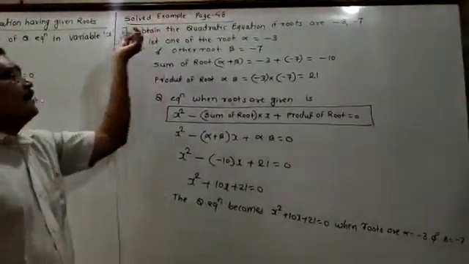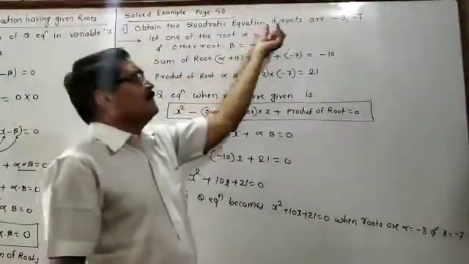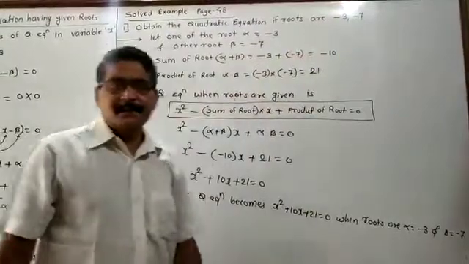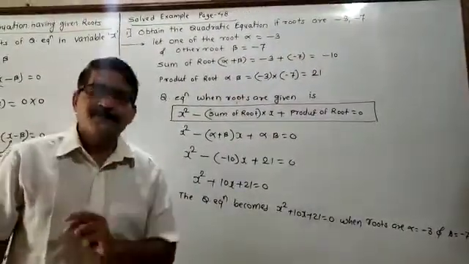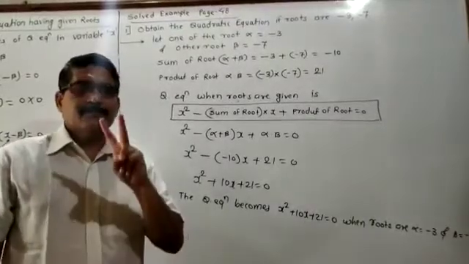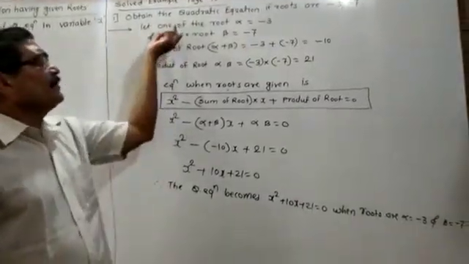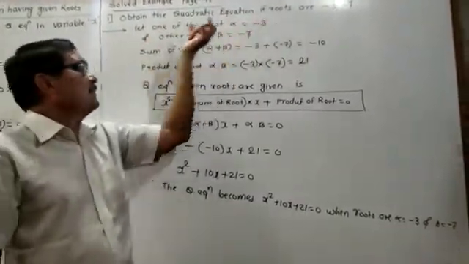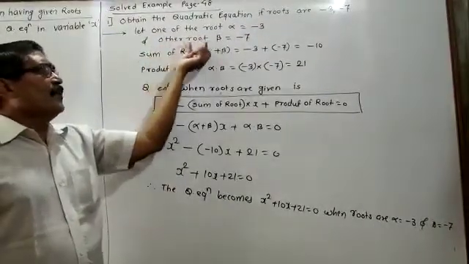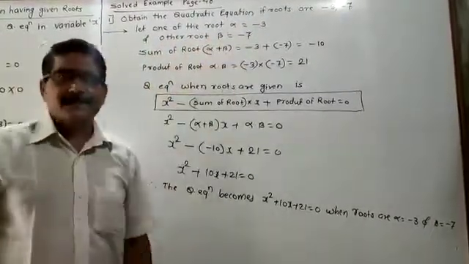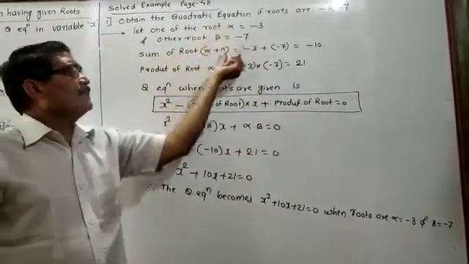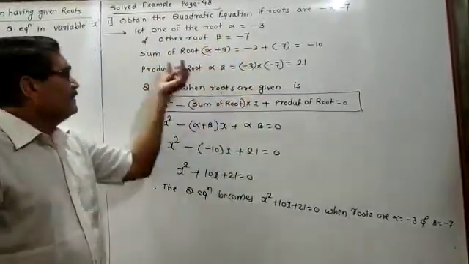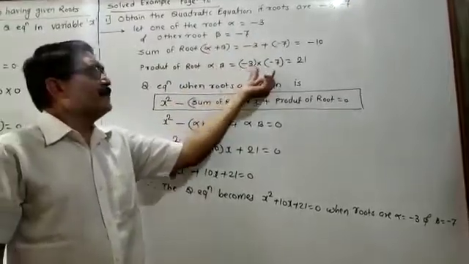Page number 48. Obtain the quadratic equation if the roots are minus 3 and minus 7. Two roots are given, minus 3 and minus 7, and you have to frame the quadratic equation. If the two roots are given, at that time you have to say that one of the roots alpha is equal to minus 3 and the other root beta is equal to minus 7. Then you have to find the sum of the roots, alpha plus beta. Sum means addition, and here you have to find the product of the roots, alpha into beta.